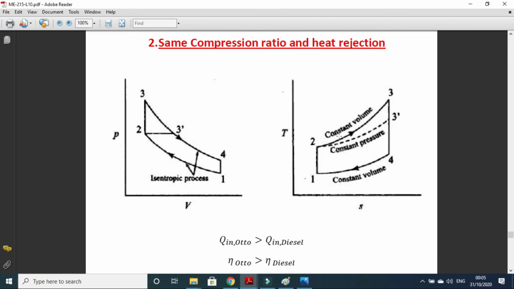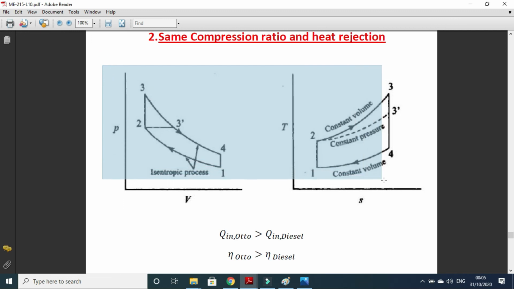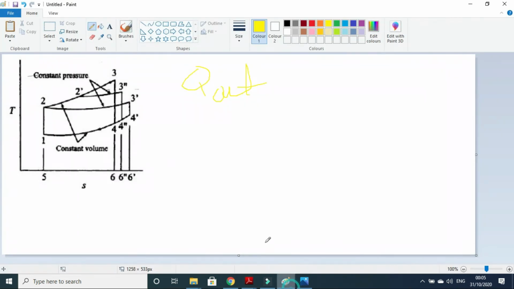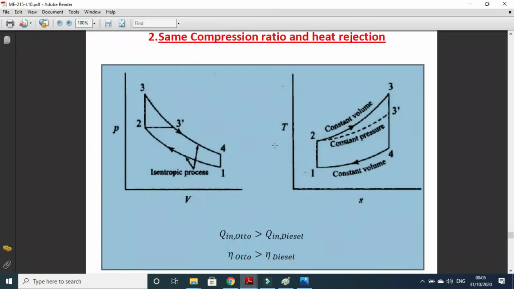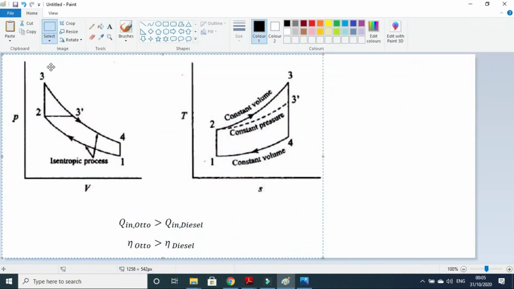So now let's move forward. Now, same compression ratio and heat rejection. It is a little bit easier because we have only two cycles. We have the same compression ratio and heat rejection. So you can see that 1 to 2 is the same for both cycles. 1 to 2, 2 to 3, 3 to 4, 4 to 1: this is the Otto cycle. And 1 to 2, 2 to 3 dash, 3 dash to 4, and 4 to 1: this is the diesel cycle.